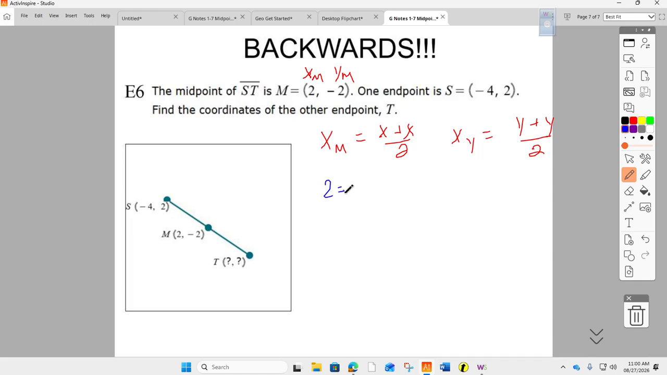We don't know this x, so that's our x point here for point T. So we're looking for that ordered pair. We're going to call its x coordinate what we don't know, x, and the x coordinate of the other endpoint here is negative 4. And it's always divided by 2.